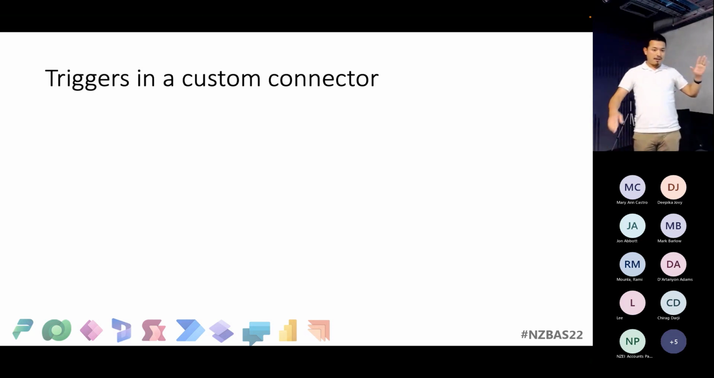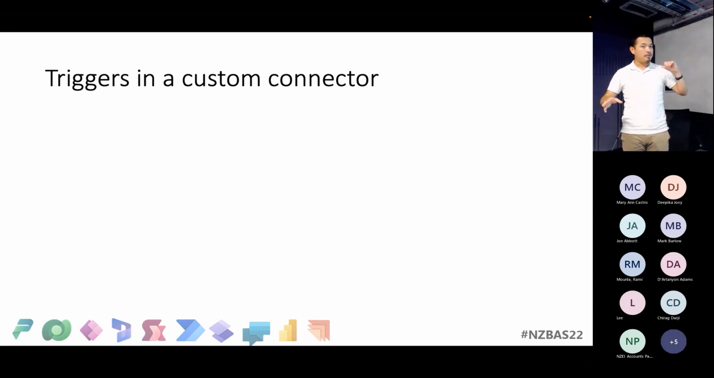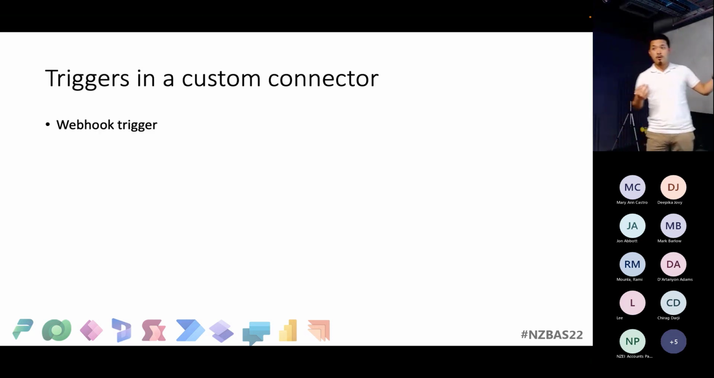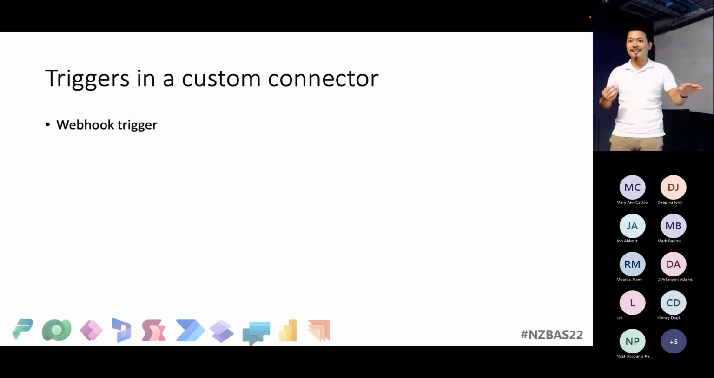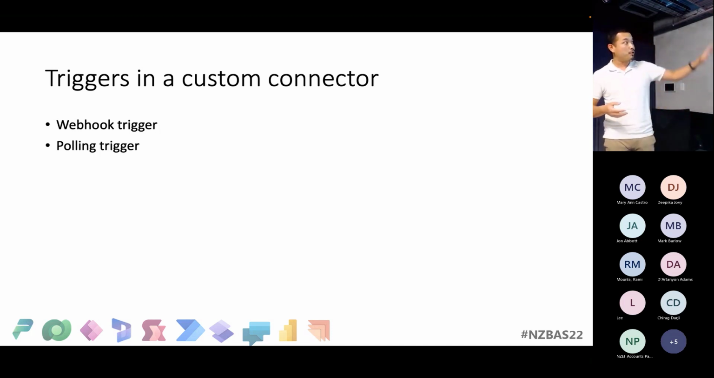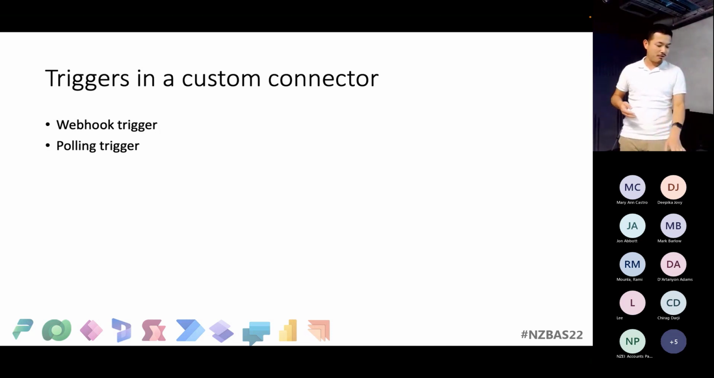So in the connector, we've got the triggers and the actions, and in this session, like I said, we're particularly focusing on triggers. There are two different types of trigger in a custom connector. One is the webhook trigger, which I'm not going to cover in this session, because I find webhook requires a few hours just to go through, let alone a custom connector. So I'm going to cover the polling trigger, which is kind of a low-hanging fruit compared to the webhook trigger.